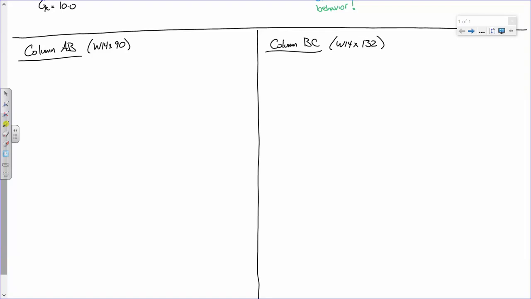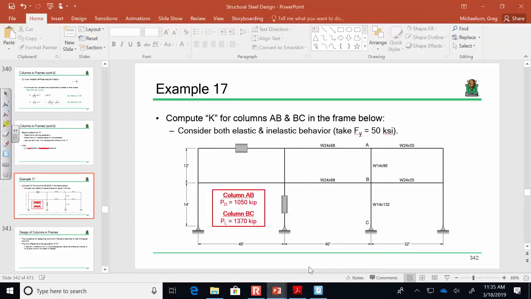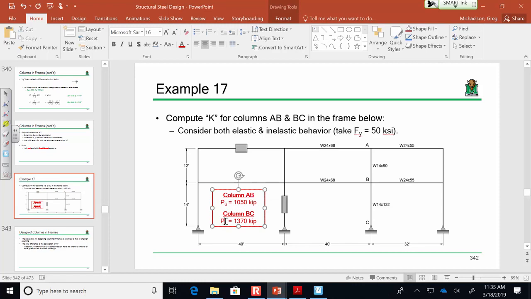Now, does anybody have their notes? Can they tell me what is the load on each of these columns? So, PD for column AB is 1050. You want to say they are factored. Hold on. Did I? Whoops. I'm sorry. That's a typo. We'll take off 0.02 on the mistake counter. That's supposed to be PU and PU. I'm sorry.